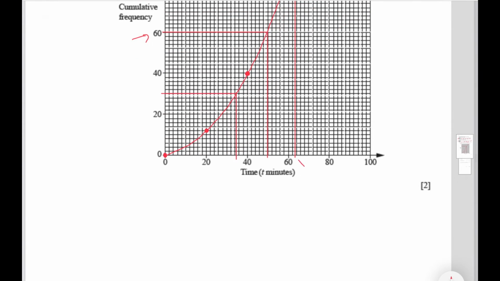So the value over here is 63, and the value over here, let's see what that is. 22, 24, 26, 28, 30, 32, 34, 35. Okay, so the value here is 35.